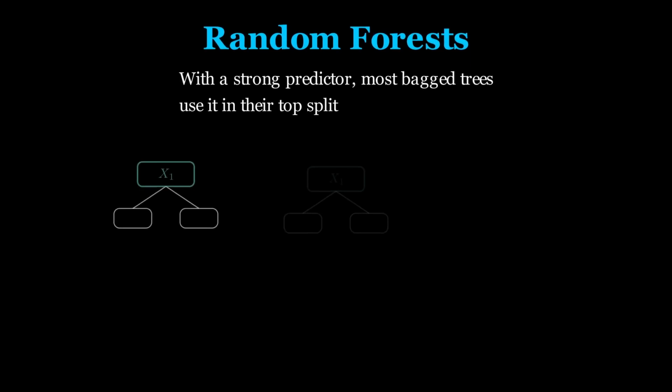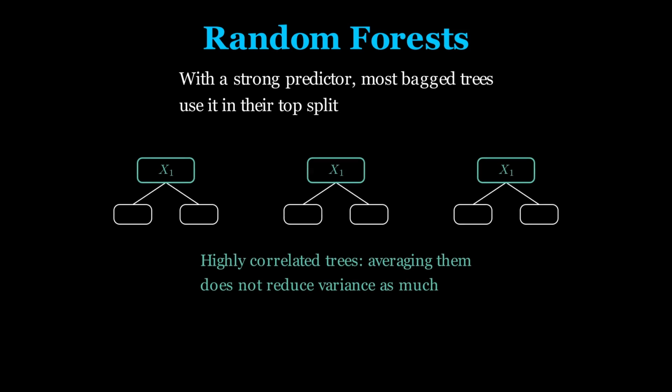Suppose the dataset contains one strong predictor, x1. When we bag, most of the Bootstrap trees will use that strong predictor in their top split, so the trees end up looking very similar to each other. When we average predictions from these highly correlated trees, the reduction in variance is not as substantial as it would be if the trees were less correlated.